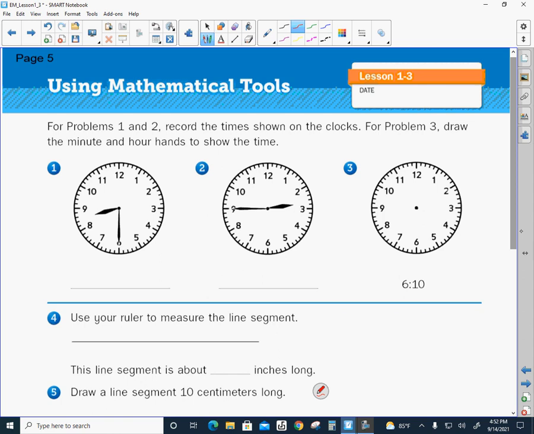All right, looking at problems 1, 2, and 3, we have our clock problems. Remember I said that you are little before you are big. So when you're looking at a clock, you're going to look at the little hand first.